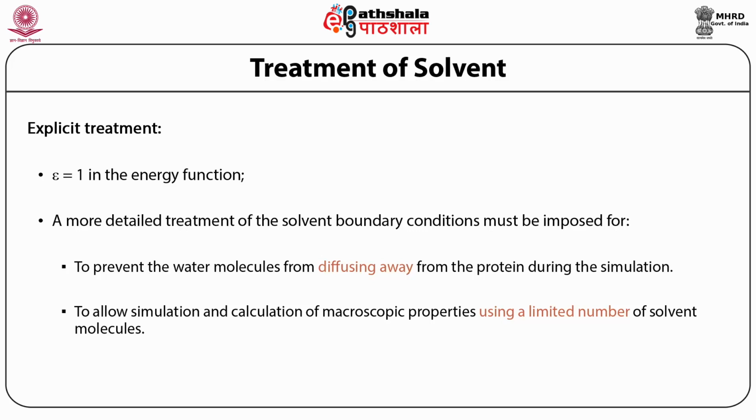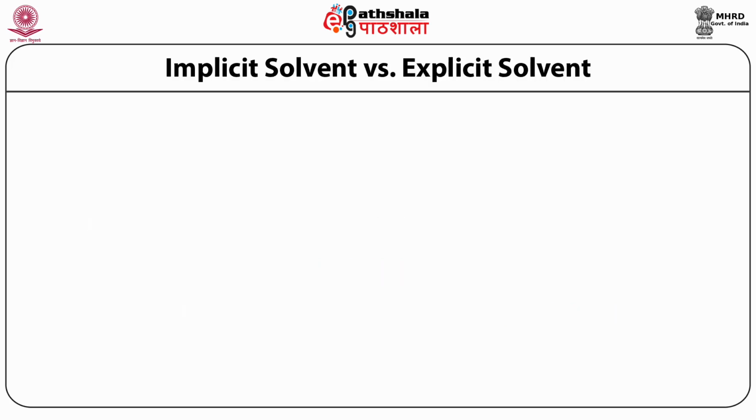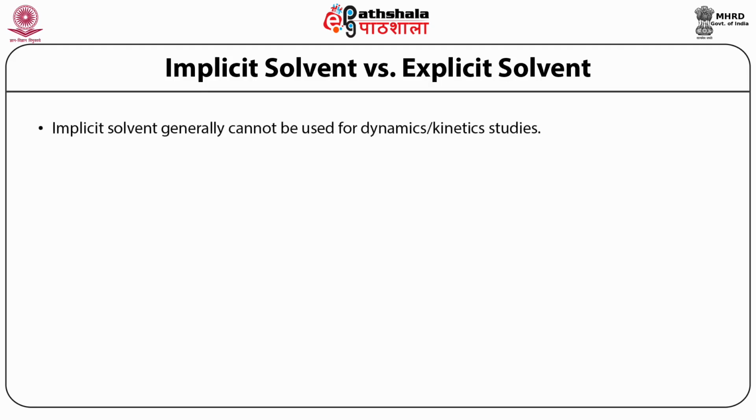Otherwise, you have to treat a huge amount of solvent, which we call bulk solvent. So, what is the difference between using implicit solvent and explicit solvent? Implicit solvent generally cannot be used when you have a kinetic study, or even, to a certain extent, if you are calculating some dynamic property. But if you want to collect a trajectory of a simple system, then it is very fast. So implicit solvent can be used.